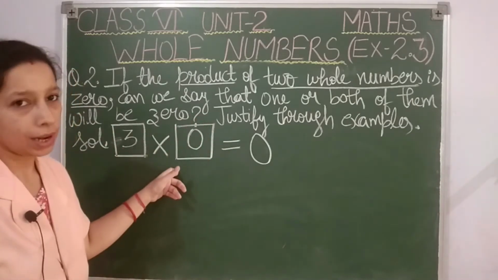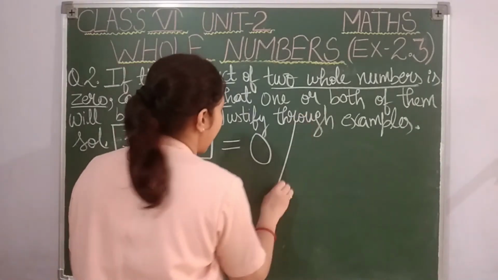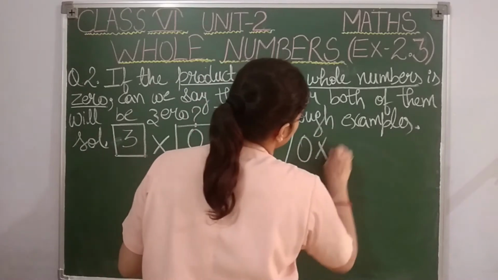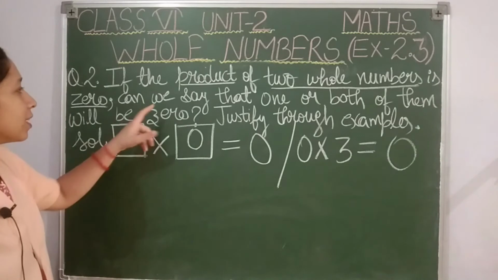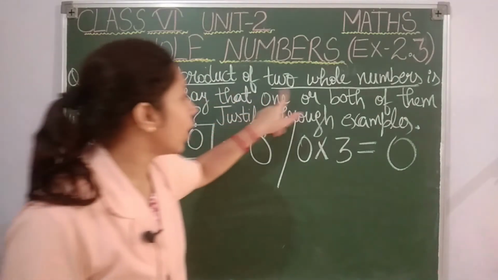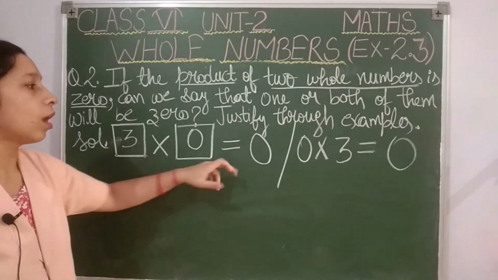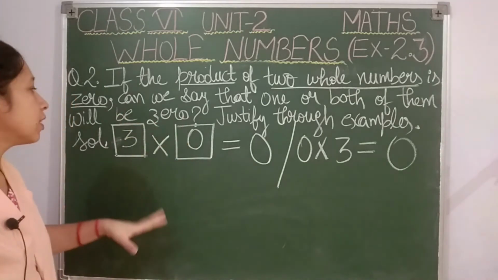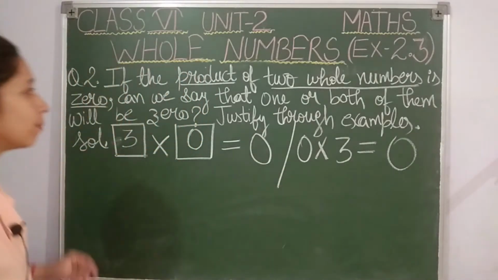So here 0 will come. 3 zeros are 0, or this condition can be like this also: 0 into 3, same thing. 0 3s are 0. Okay, so the first part is justified, that one of them will be 0. If we want the product of two whole numbers to be 0, then it is a must that one of them should be 0. Clear, students? Okay.